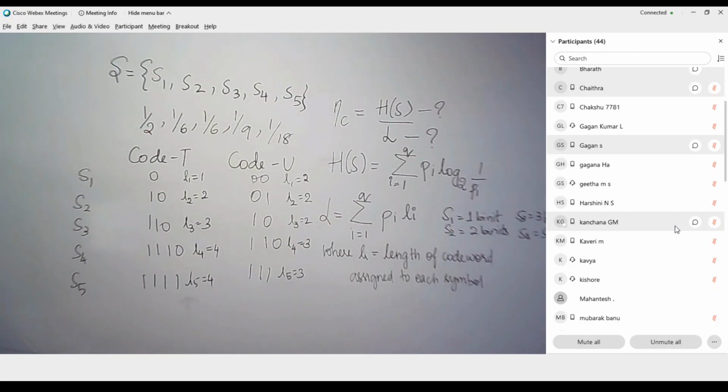Similarly, on similar lines, you can evaluate the code efficiency and code redundancy for the code given in the second table, that is code U. You do that and find eta C, the code efficiency, and the code redundancy. Tomorrow we will see Shannon's code encoding algorithm, and if possible we will also look at Huffman in tomorrow's class. I'm going to stop over here. We will continue the coding algorithms in the next class.